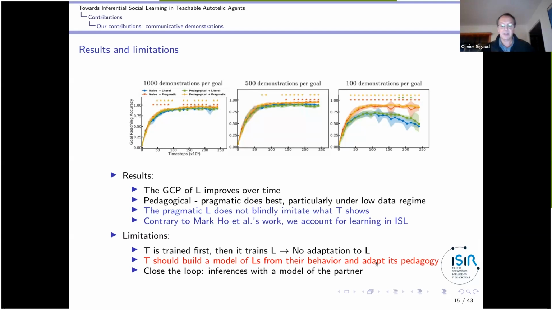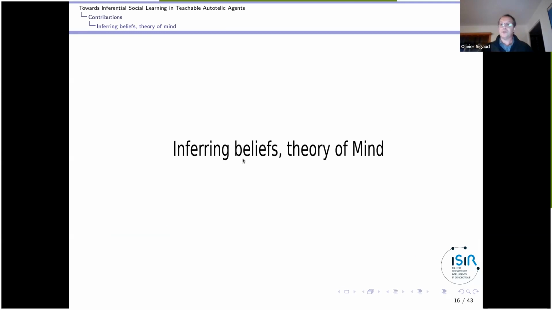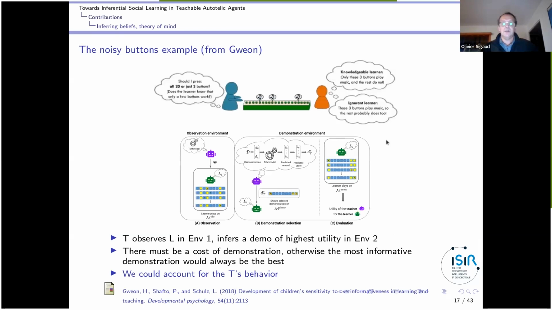Okay, so that's the second part. We wanted to endow our teacher with some theory of mind about the learner and vice versa. So for that, we started again from experimental developmental psychology work by Hyowon Gweon and co-authors, where the setup is the following. There is a toy with 20 buttons, and only 3 of the buttons play music.